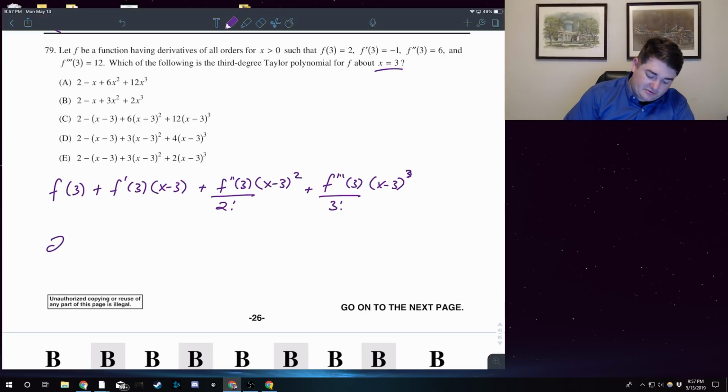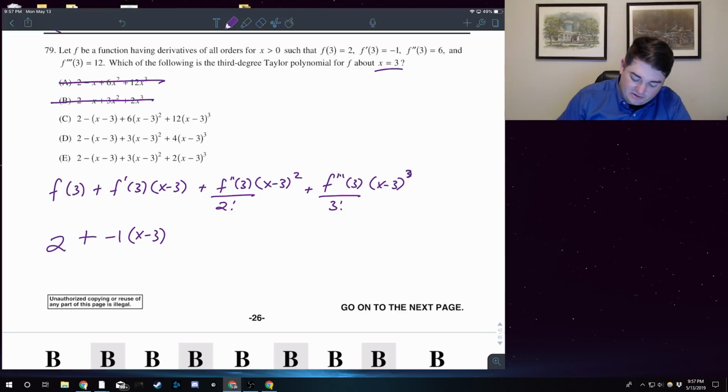F of 3 is 2 plus f prime of 3, so negative 1 x minus 3. So A is out, not centered at 3. B is out, not centered at 3. C, D, and E are all still in contention.